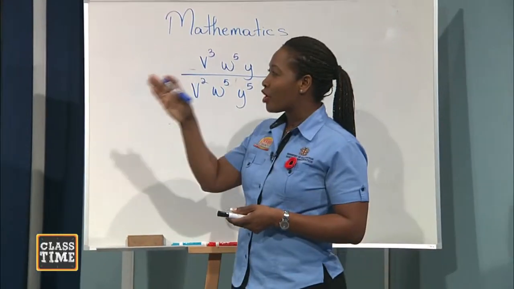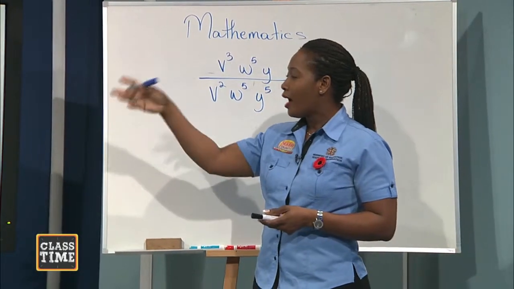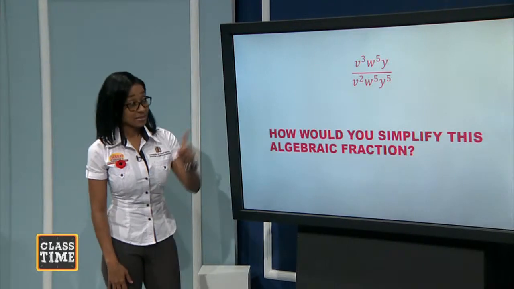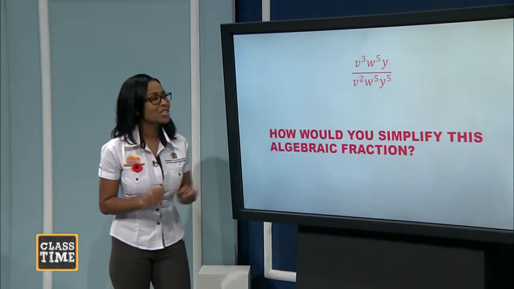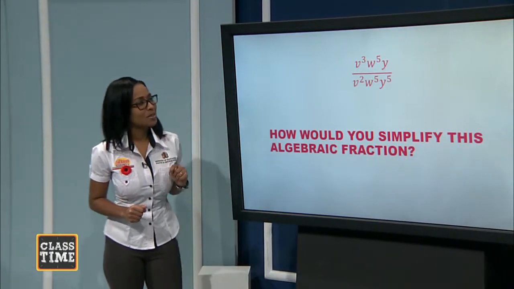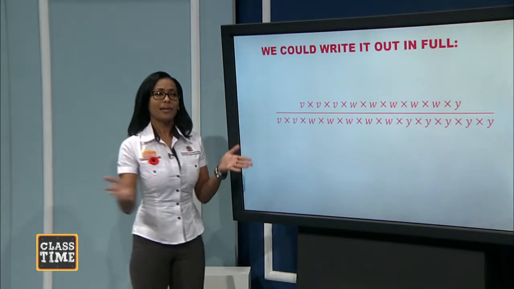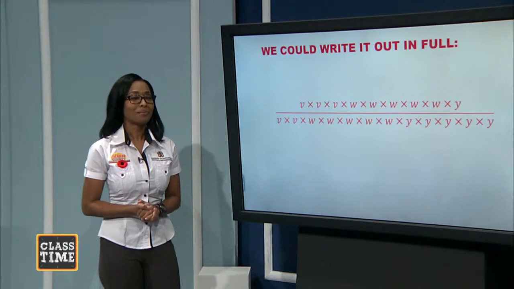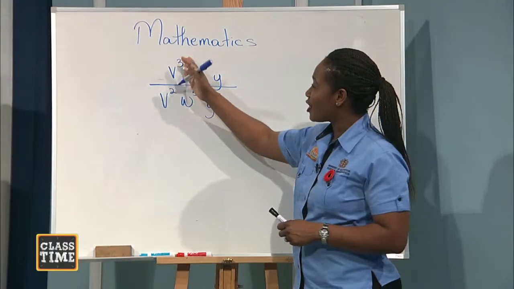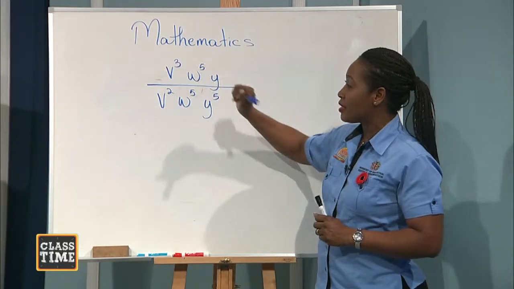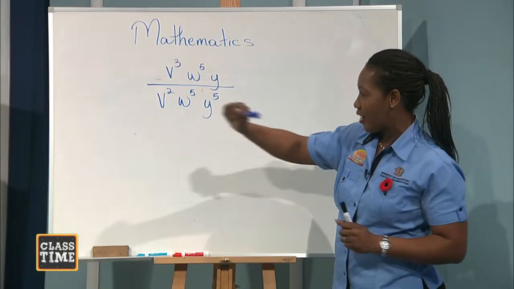The index for each variable tells you how many times you need to multiply that variable. Yes, that's the pattern. Good observation, Tamika. So let's expand. We have v raised to the 3rd power. As you can see, v is being multiplied 3 times. W raised to the 5th power, 5 times.